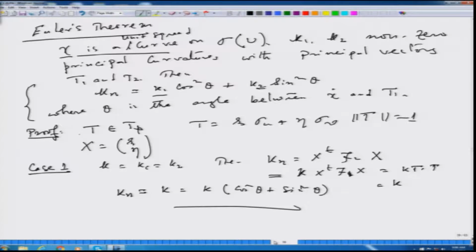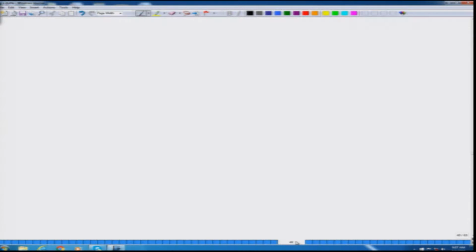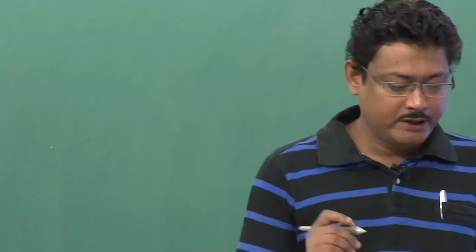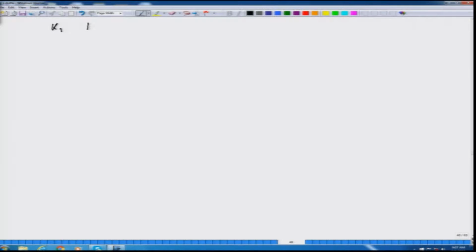Last time I did this theorem, Euler's theorem, and we saw that normal curvature can be expressed in terms of principal curvature. So, recall those quantities K1, K2, these are principal curvatures, and along with that I have two principal vectors T1 and T2.